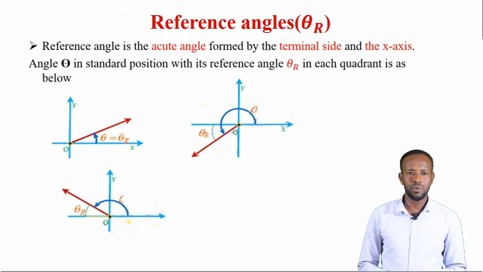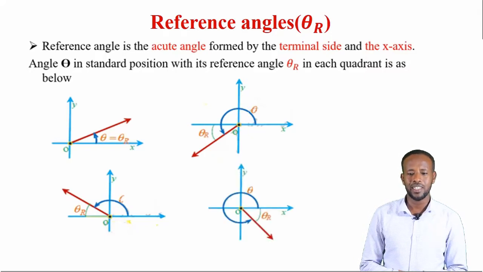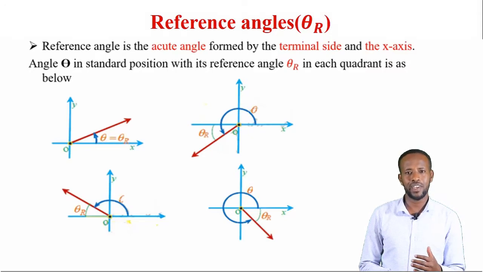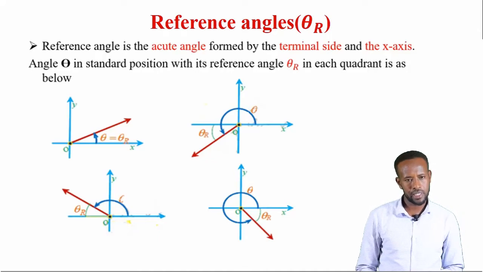Again, let us see when it is in the fourth quadrant. In the fourth quadrant, the angle is what? The terminal side and the positive x-axis. So this is the reference angle. So the reference angle is always between 0 and 90 degrees. It is always an acute angle, okay? Now let us see some examples based on this.